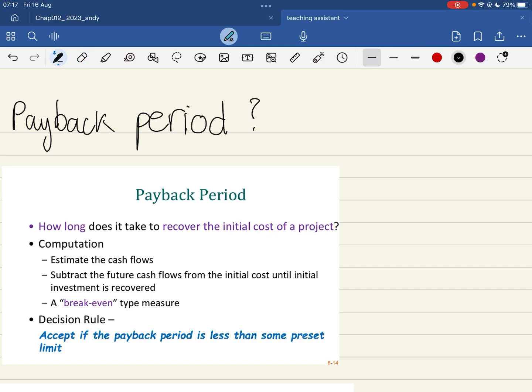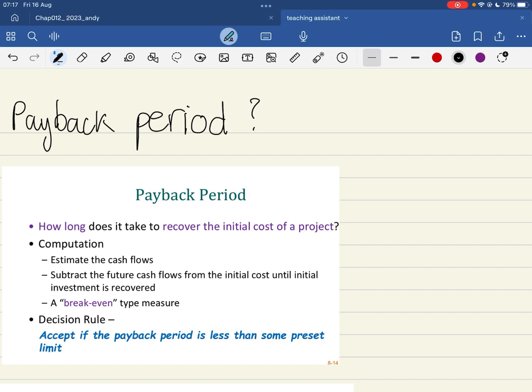And to compute it, the first step, we need to estimate the cash flows. Then, we subtract the future cash flows from the initial cost until the initial investment is recovered. Therefore, this is a break-even type measure. The decision rule is that we only accept if the payback period is less than some preset limit.